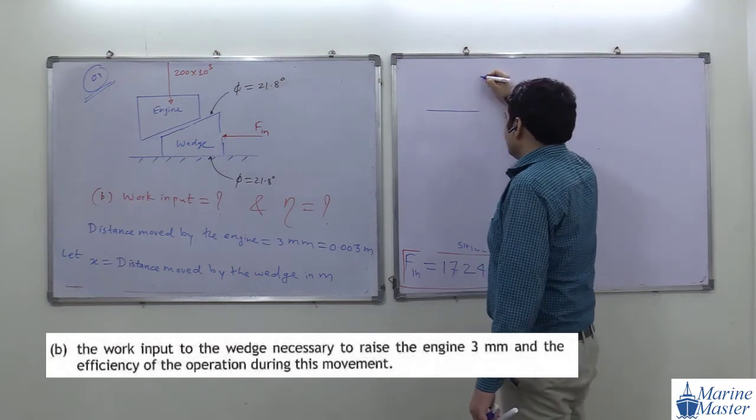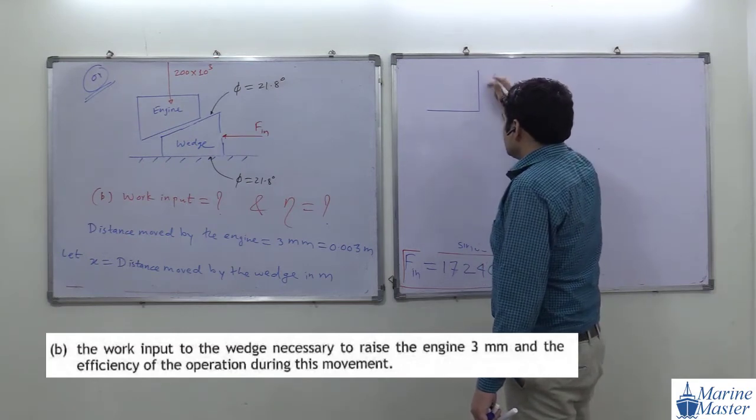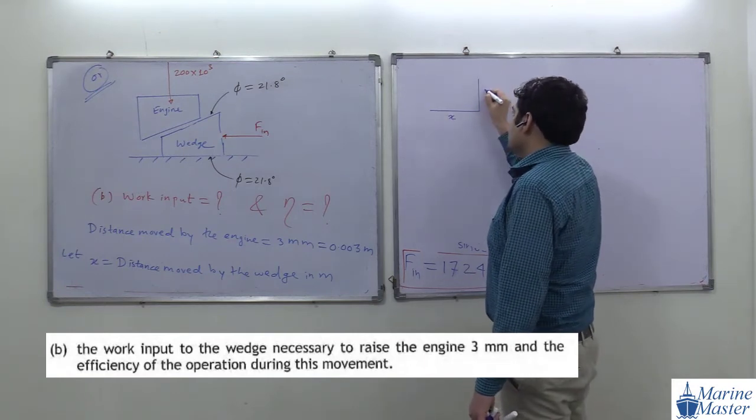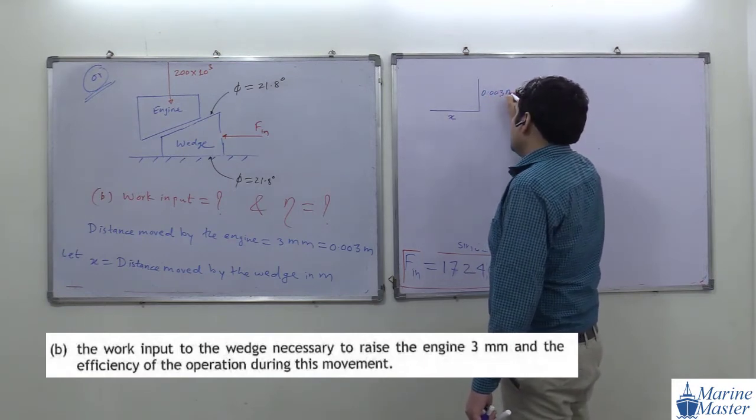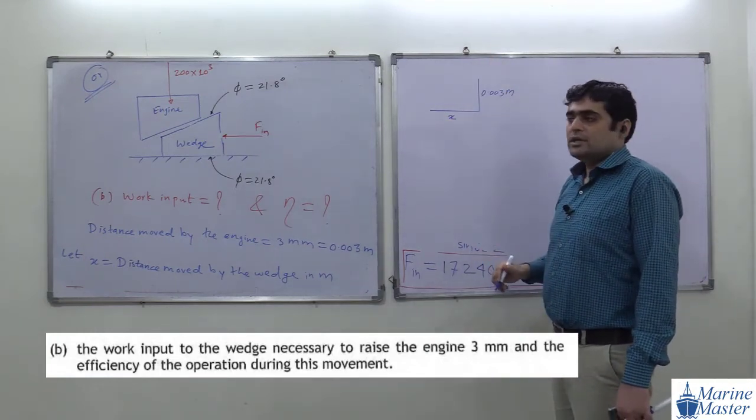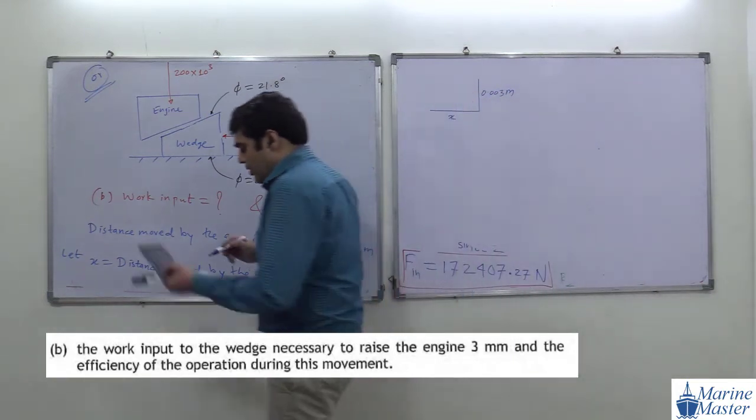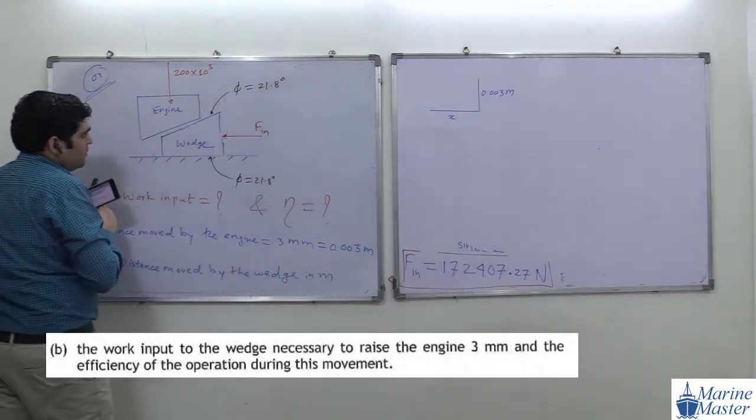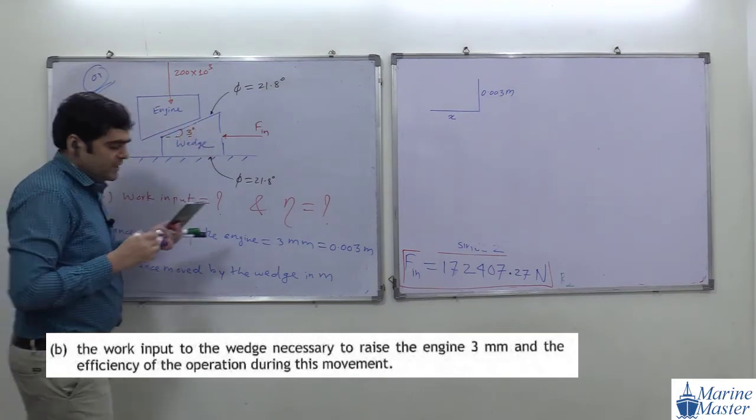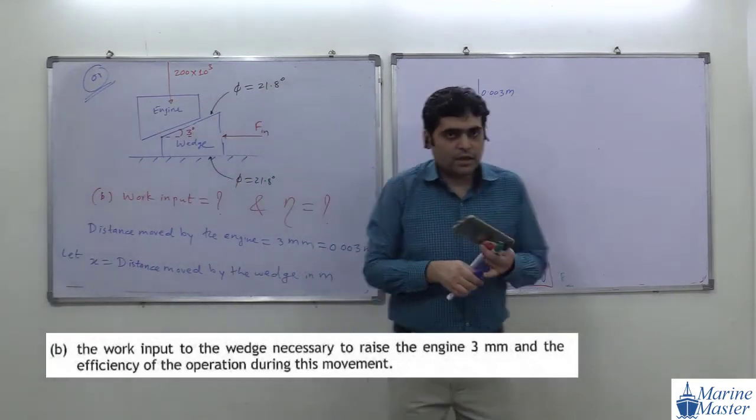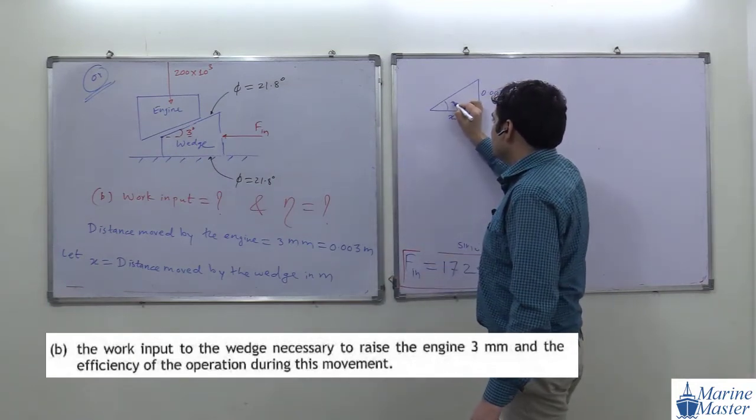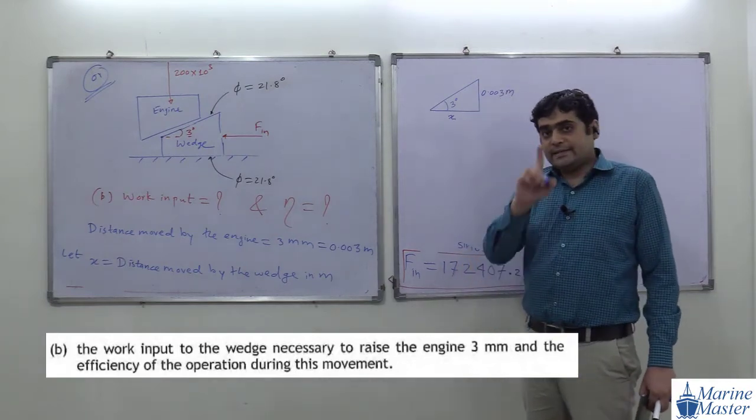See this drawing here, everyone. This distance will be what, guys? X. This distance will be 0.003 meter, the movement of the engine, and this is the movement of the wedge. Now this angle will be what, guys? 3 degrees. The angle between them will be the same, 3 degrees. It must be 3 degrees.